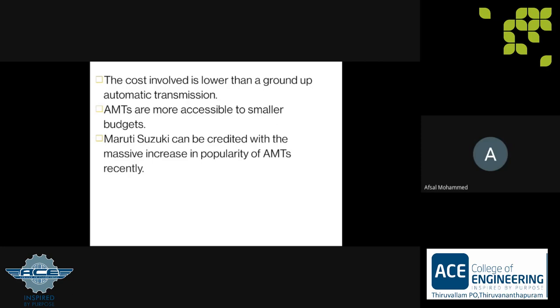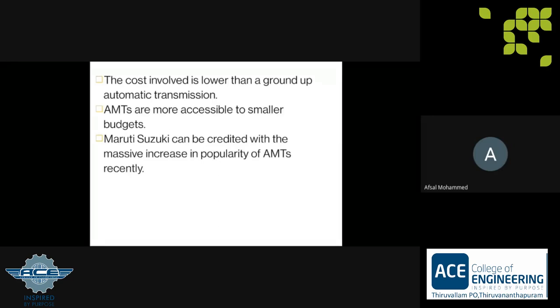And also, Maruti Suzuki is the company that can be credited with the huge popularity of AMTs because they launched it with the Celerio. And now, most cheap cars that are being sold by Maruti, cars under 5 or 6 lakhs, still have an automated manual transmission and thus an automatic transmission option.